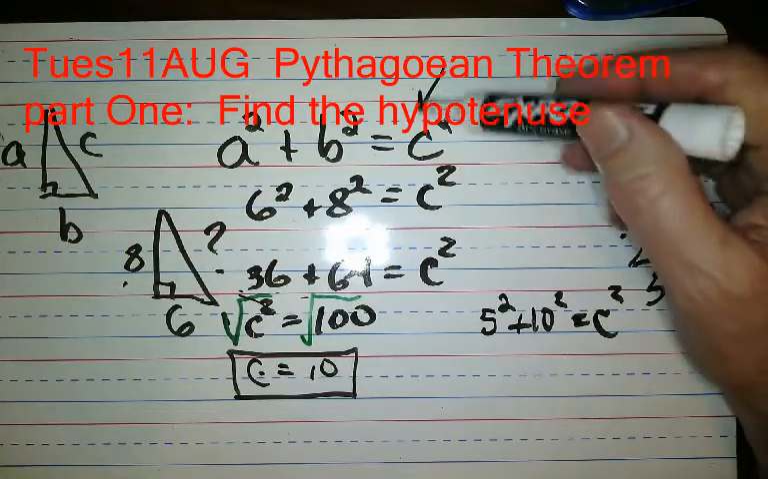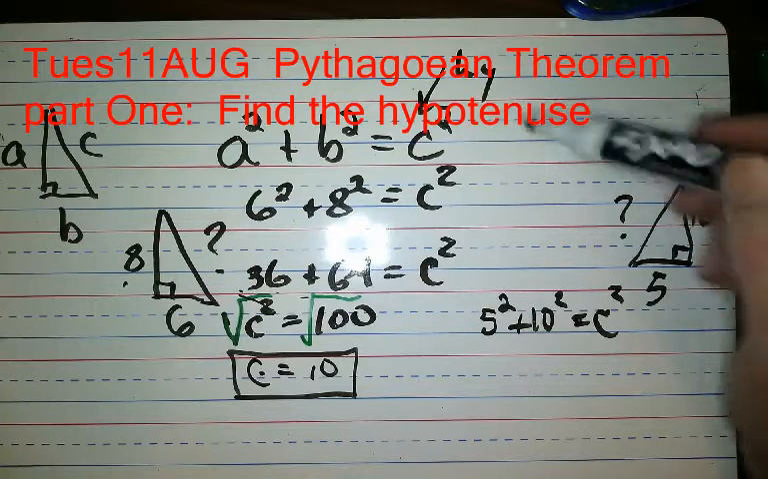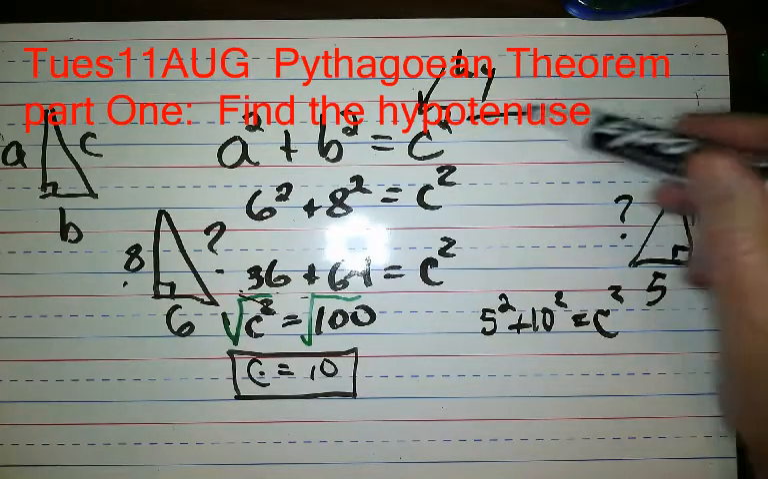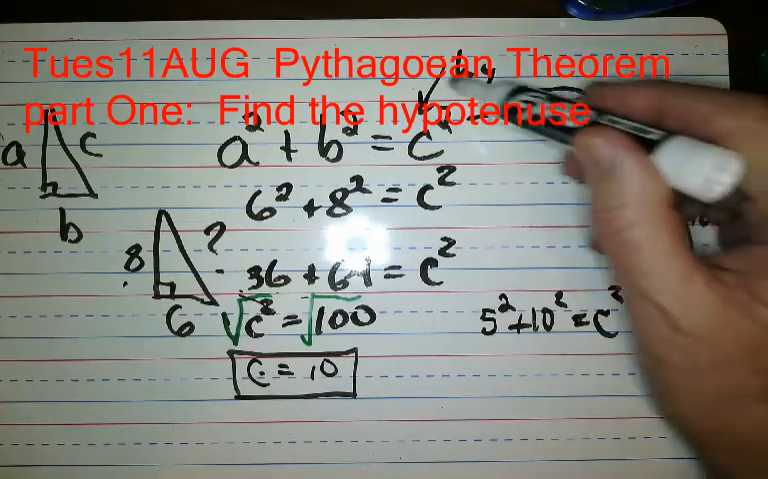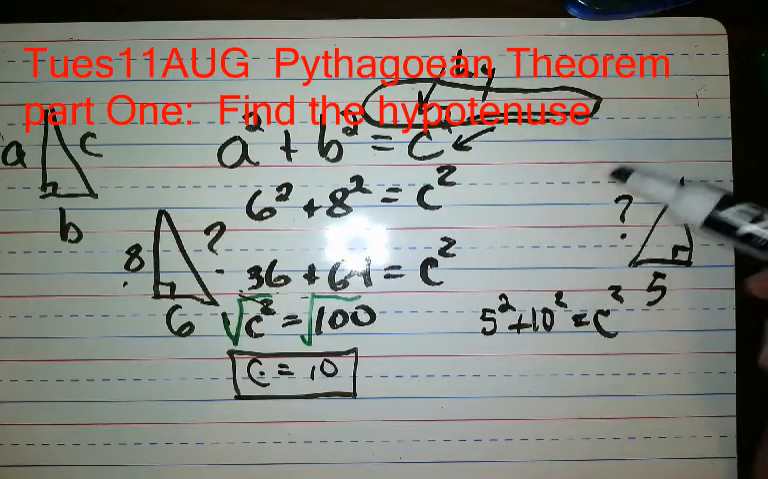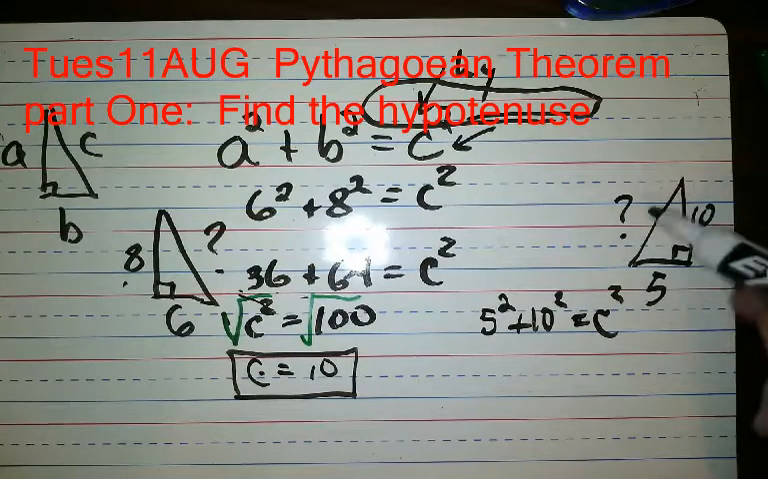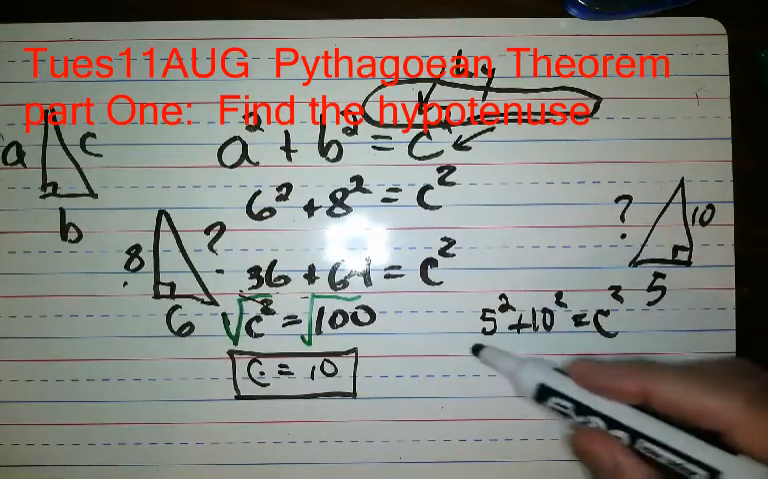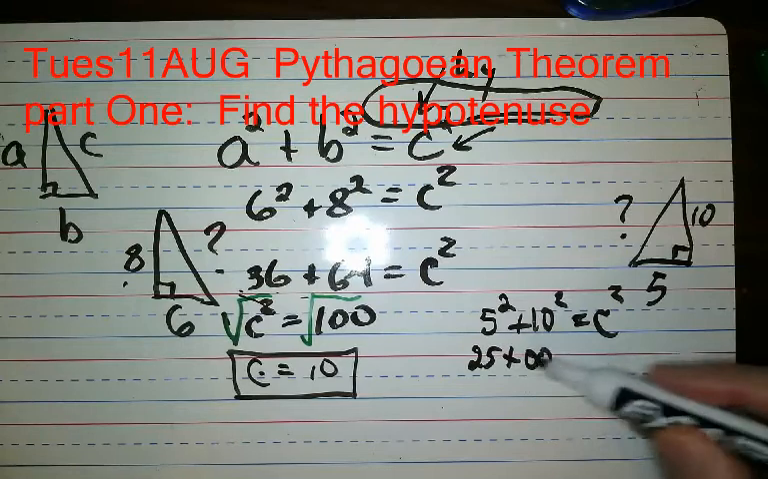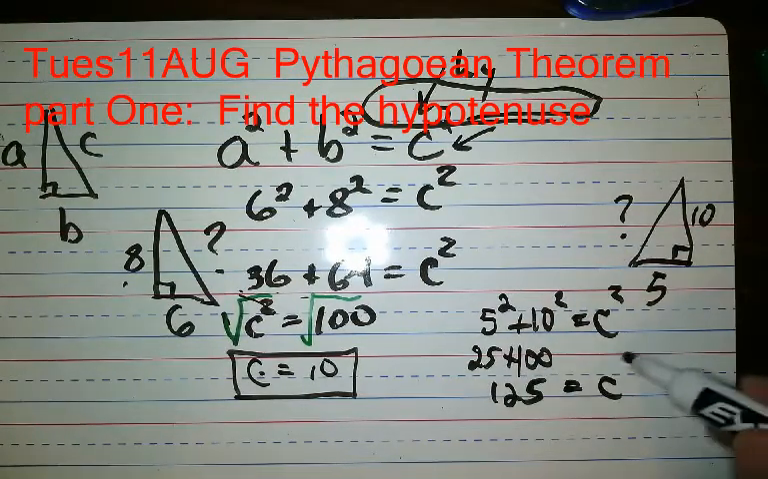Because this is always the hypotenuse. That's the place where it has to be. Oops, right there's hypotenuse. There we go. C is the hypotenuse. So here I have 25 plus 100. That's 125 is c squared.